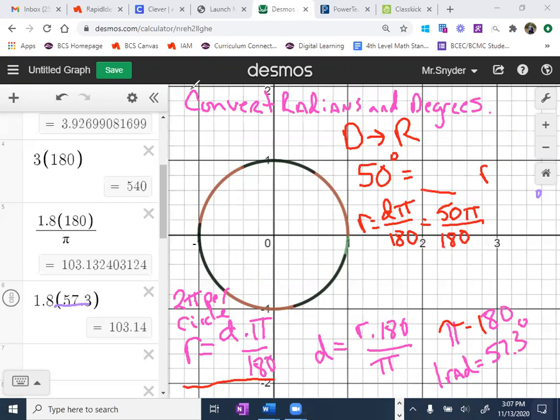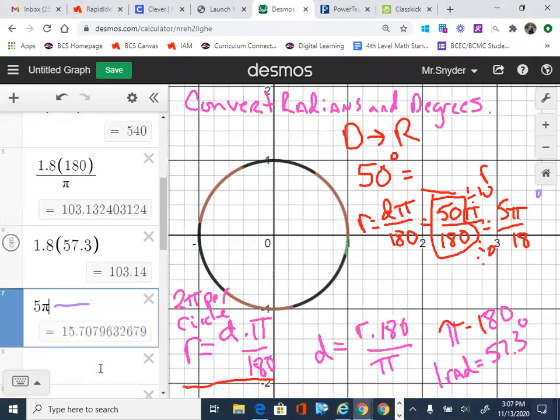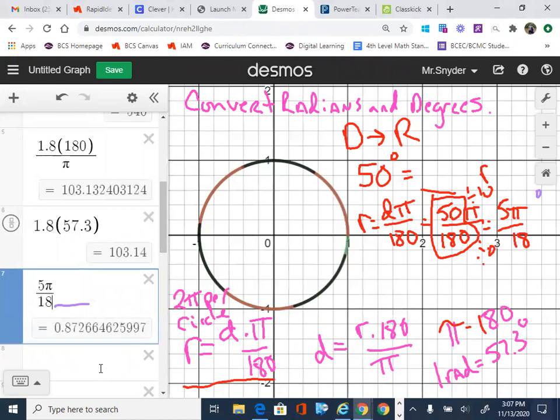What I want to do is simplify the 50 over 180. I can divide by 10, and that gives me 5 pi over 18. And 5 pi over 18 is about as simple as I'm going to get. But I can type it in and make some sense of it. So 5 pi over 18 gives me 0.87 radians. Not quite 1 radian.